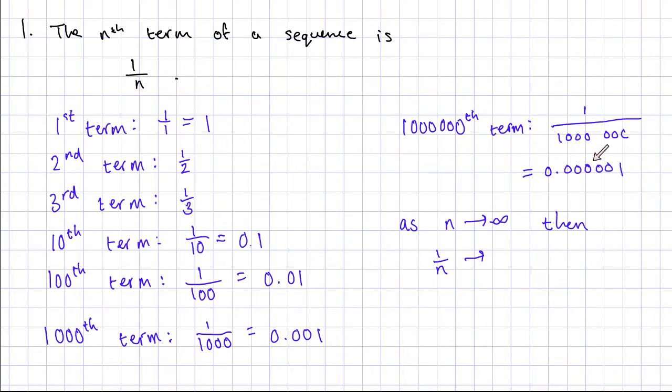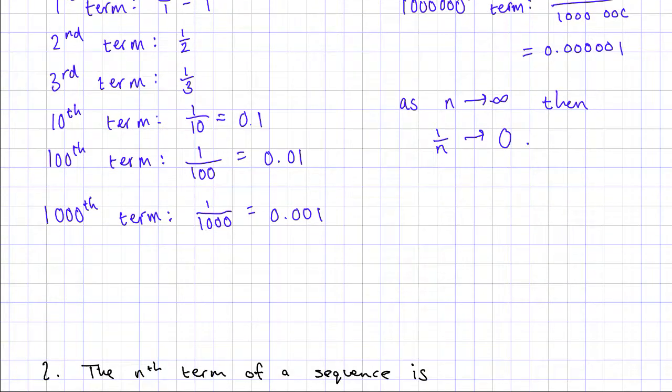It's getting really small, so this is going to tend towards 0. So as n tends to infinity, then 1 over n tends to 0. So the limiting value of this sequence is going to be 0 as n tends to infinity. Now let's look at another one.